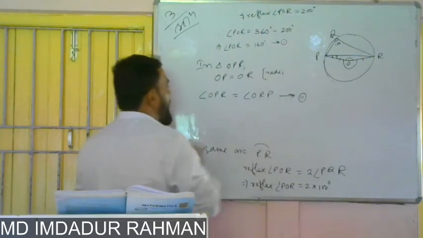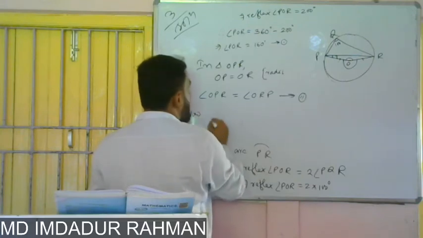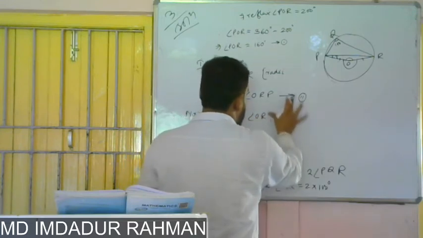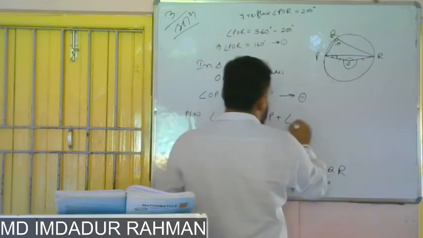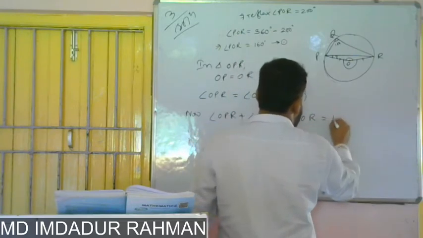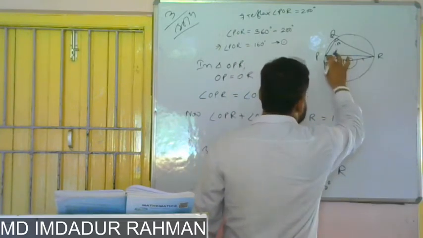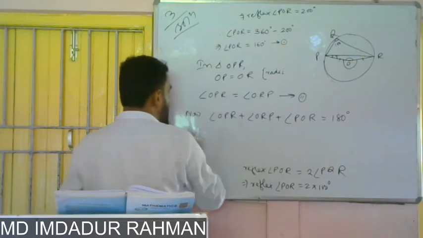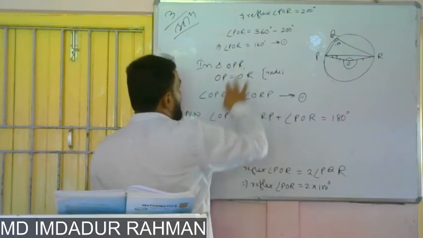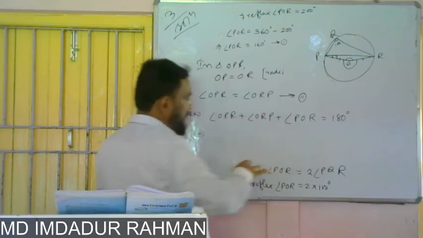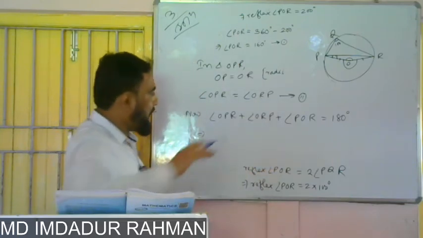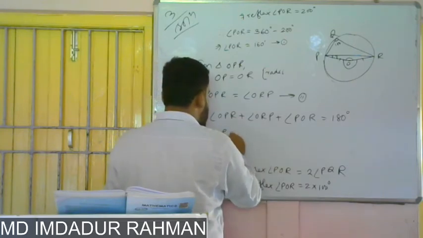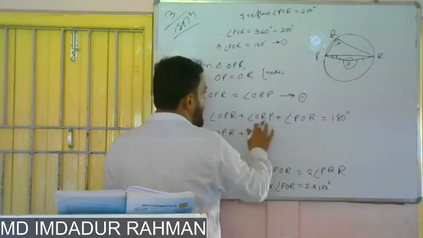Now angle sum property of the triangle: angle OPR plus angle ORP plus angle POR is equal to how much? 180 degree. Sum of three angles of a triangle is 180 degree. Now put the values. POR and OP are the same. We have to find out OPR. So keeping the name OPR, in place of ORP we can write OPR.